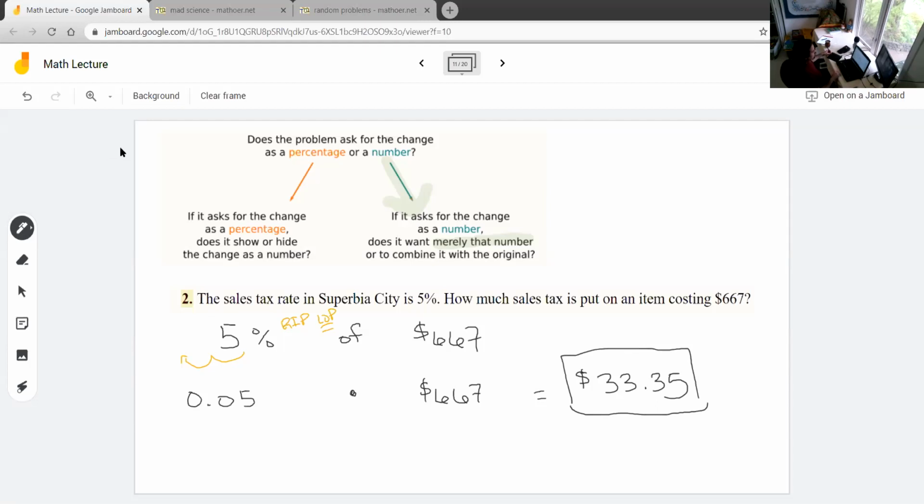Okay, are we done? Should I do more example problems? How are people feeling about the percent change issues? Let's do one more. Do one more? Okay.